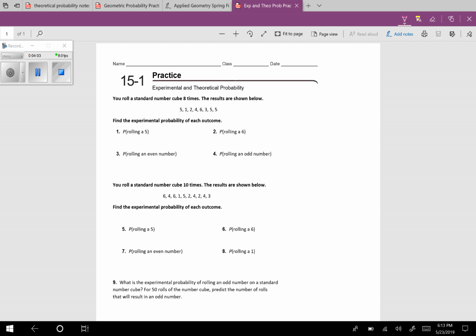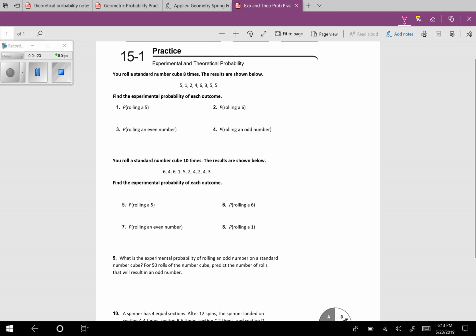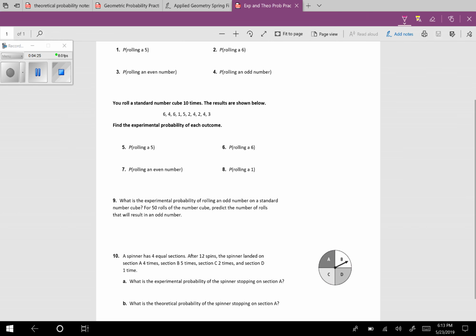It says you roll a standard number cube 8 times. The results are shown below. Find the experimental probability of each outcome. So for this one, it says rolling a 5. All you've got to do is count the number of times that 5 shows up in your list and put that out of the total number of times that you rolled the die. Same thing with the other ones. So that's 1 through 8.